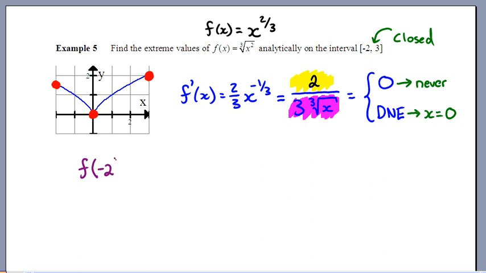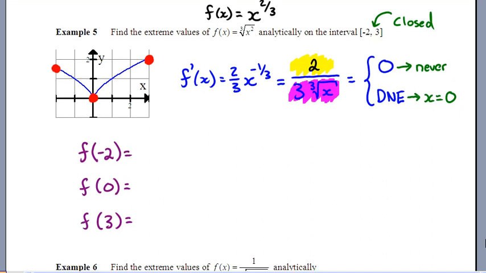Check them out at -2. Check out the y value at 0, that critical point we had. Check out the y value at 3. I'm using the function, not the derivative, because I want to see y values. Now I'm going to save you a little time.